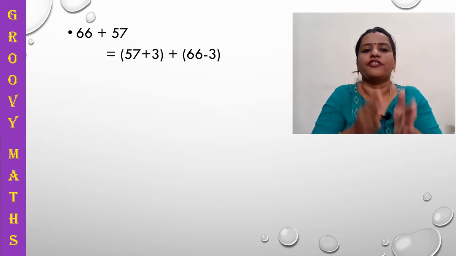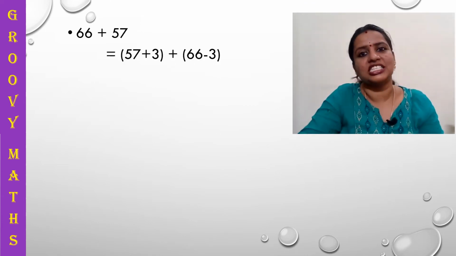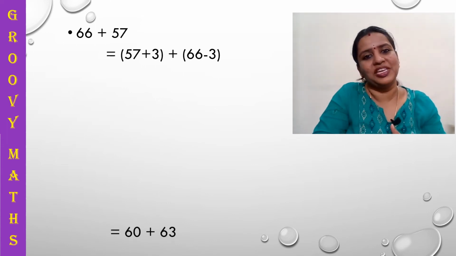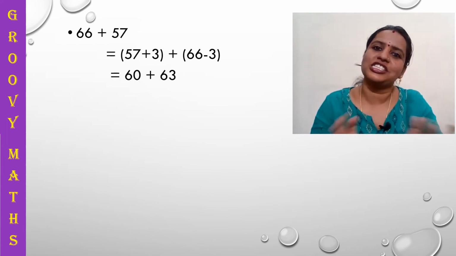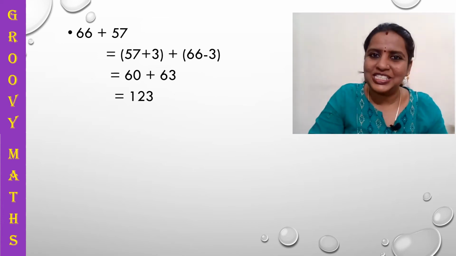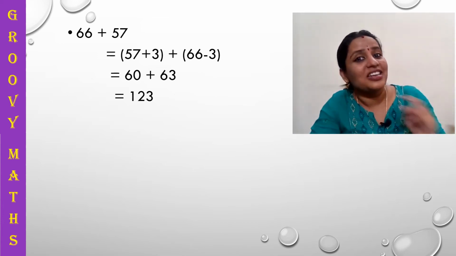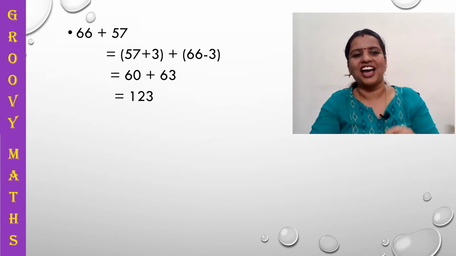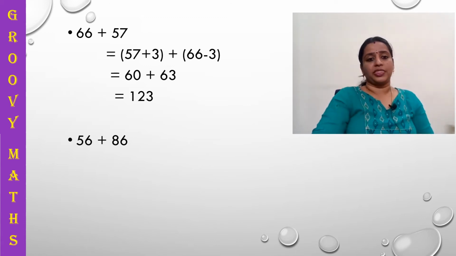Okay. So, 57 plus 3 will give me a 60. 66 minus 3 will give me a 63. So 60 plus 63 is equal to 123. So 66 plus 57 is also 123. Okay, is it clear? Okay. What will be the next sum?